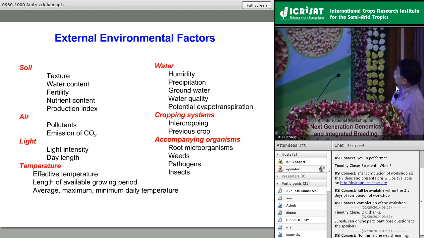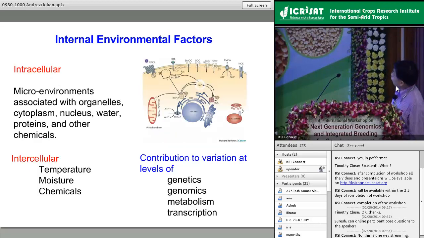These are all the factors we call external environmental factors, including soil, air, light, temperature, water, the cropping system, and also the accompanying organisms. So there are lots of environmental factors. In addition, we can also define internal environmental factors that come from intercellular or intracellular levels. They contribute to variation at different levels of omics.